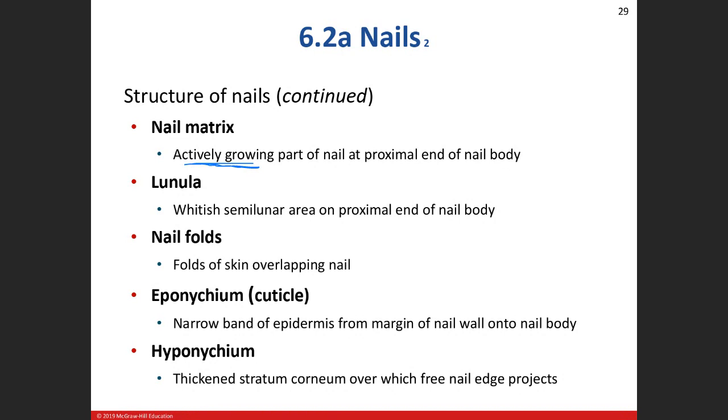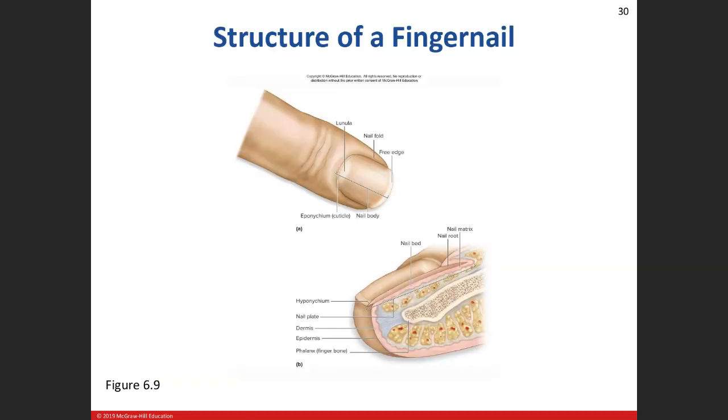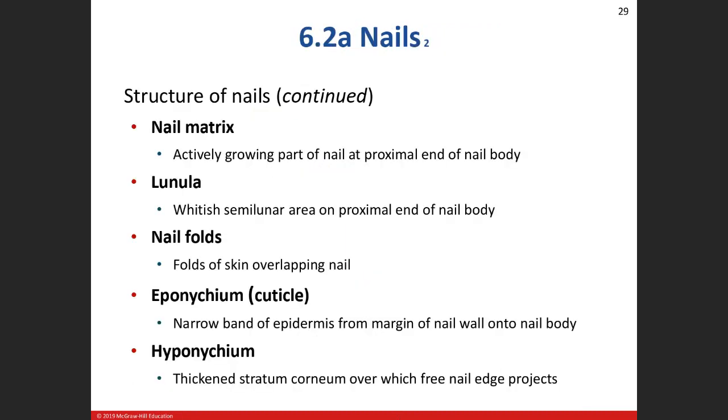All right, the next structure, the lunula. I always think of the moon, like lunar. This area here is going to be the whitish area, and you can look on your fingernail. I'll show you the picture here. It's right here at the base of the nail, and that's the lunula. It appears that way because we have a thicker amount of epithelium in that region.